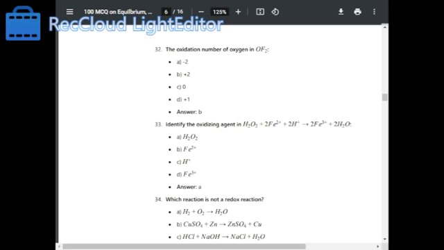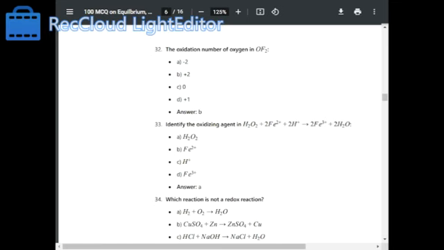Question number 33. Identify the oxidizing agent in H2O2 plus 2Fe2+ plus 2H+ equals 2Fe3+ plus 2H2O.